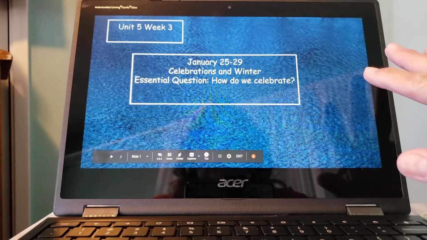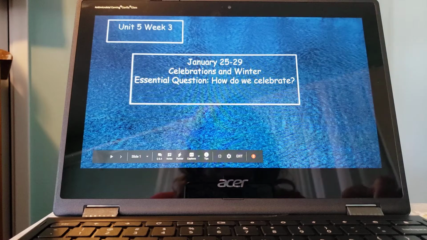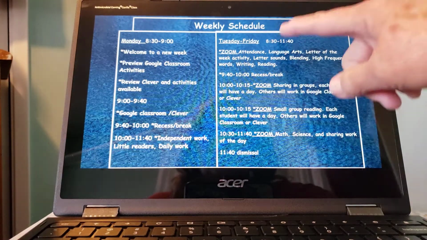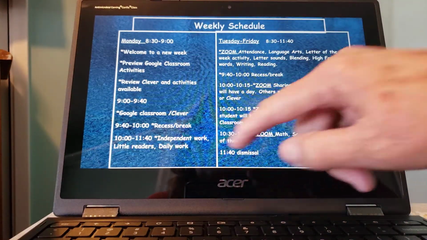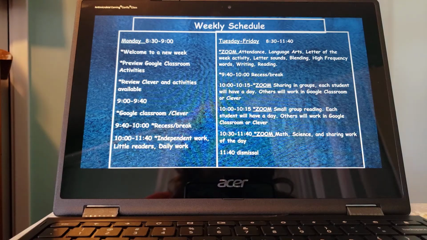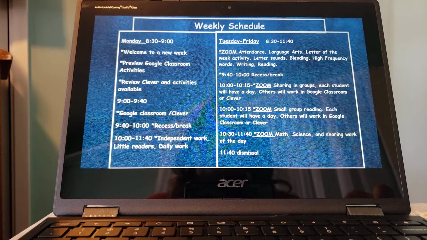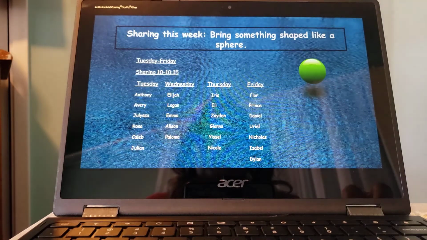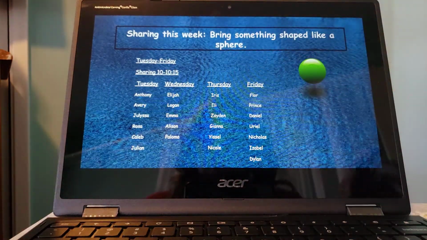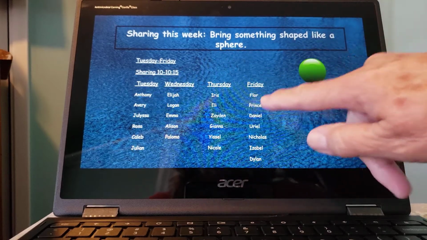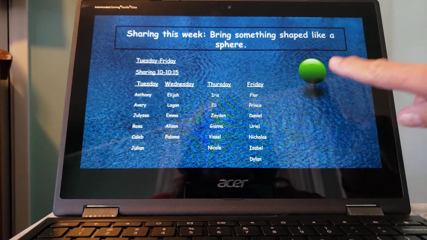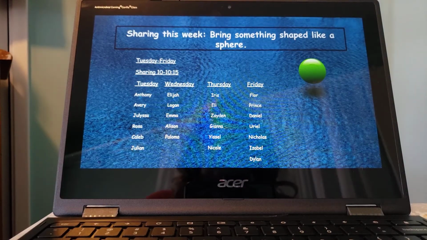Okay, it just keeps track of what unit we're on, what dates. These tell you our classroom schedules of what we're doing Monday, Tuesday, Wednesday, Thursday, Friday. It kind of tells you what time we're in and out of the classroom. In Spanish as well. This week is our sharing. It's got what day of the week and who is sharing and what they're sharing. This is where you'll find that information.